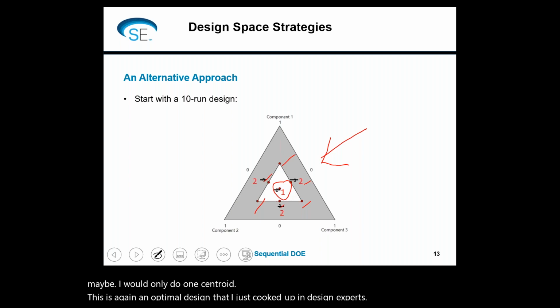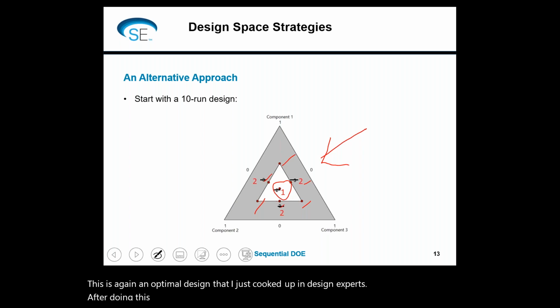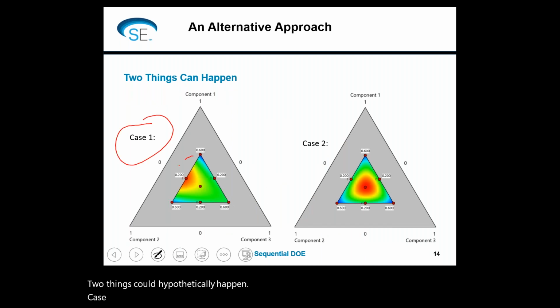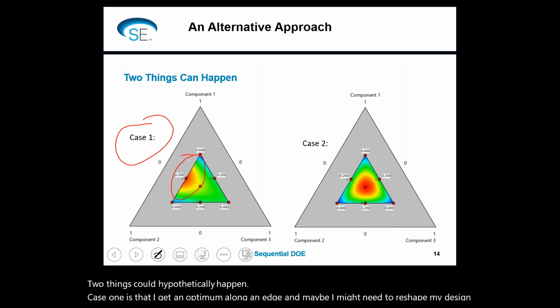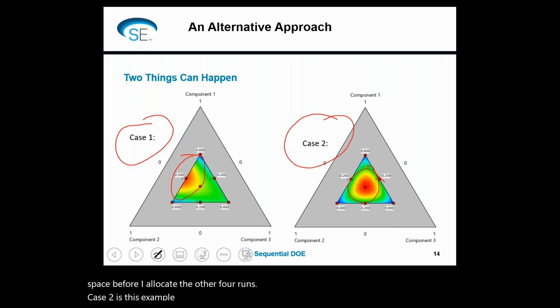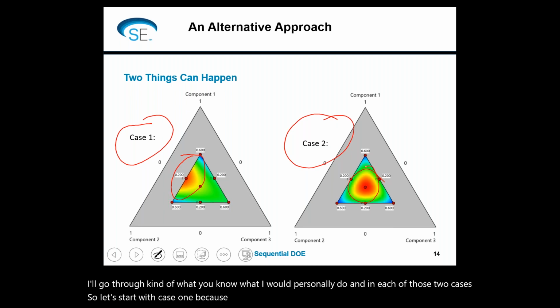Okay. After doing this 10-run design, 2 things could hypothetically happen. Case 1 is that I get an optimum along an edge, and I might need to reshape my design space before I allocate the other 4 runs. Case 2 is this example that we all like, where the optimum is this nice flat region right here in the middle. I'll go through what I would personally do in each of those two cases. So let's start with case 1, because that's the more interesting one.